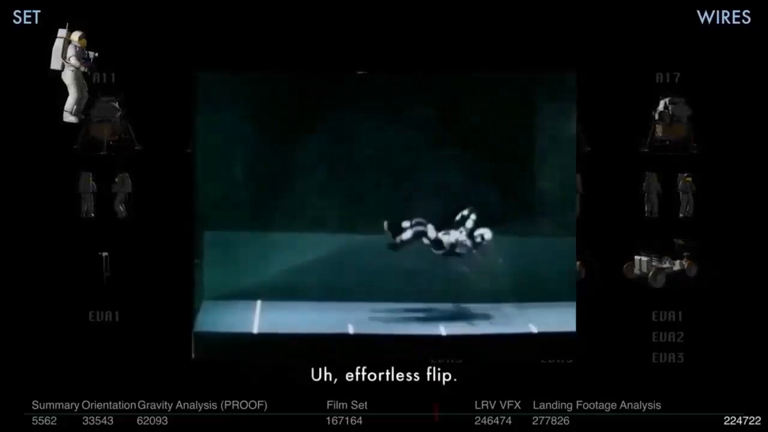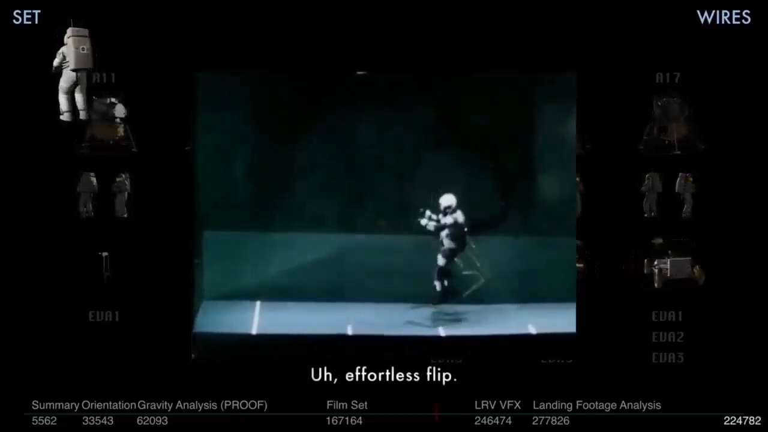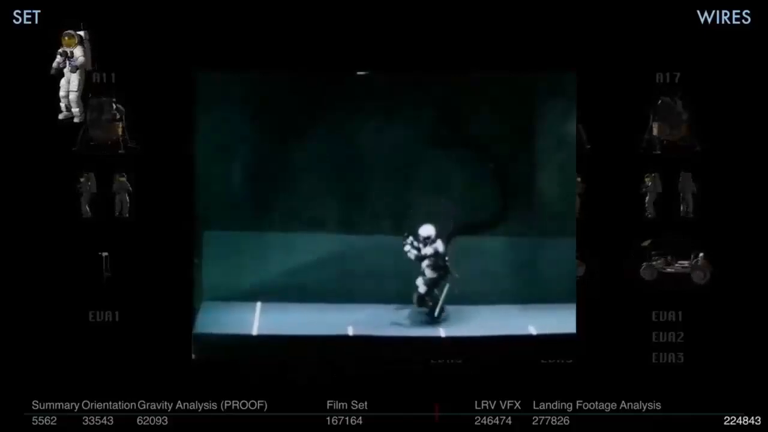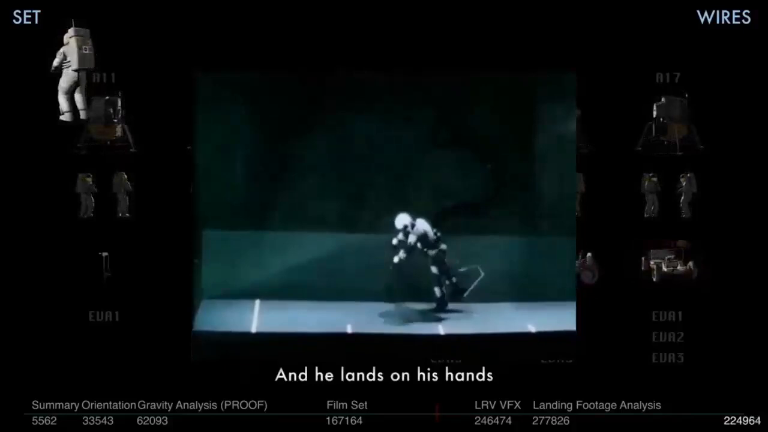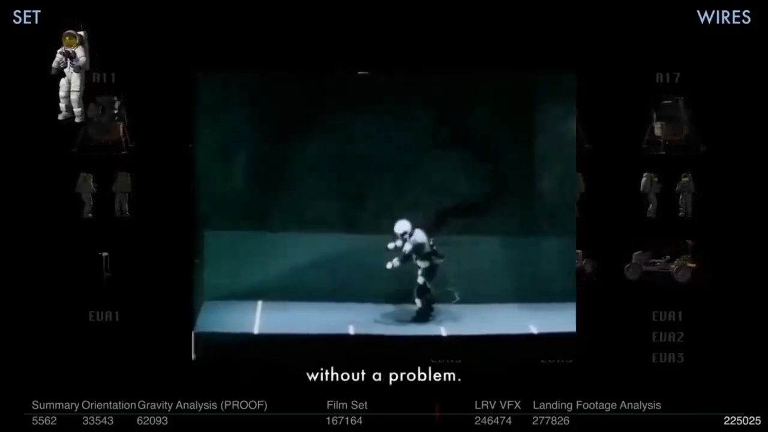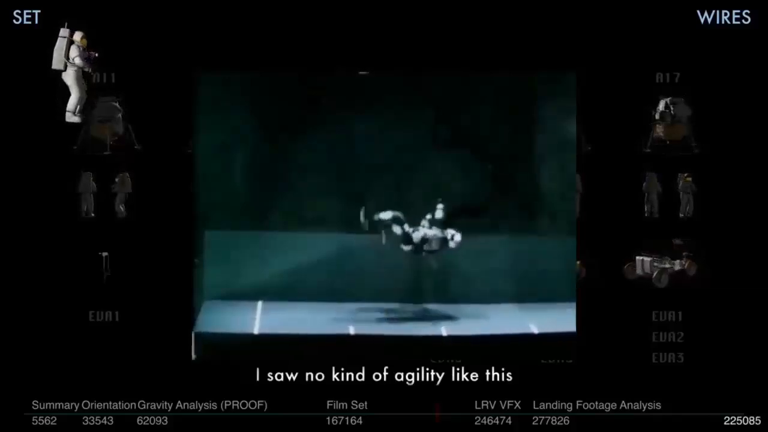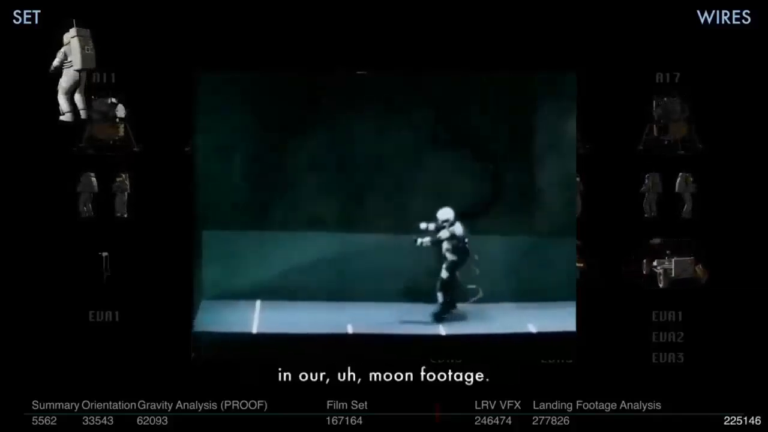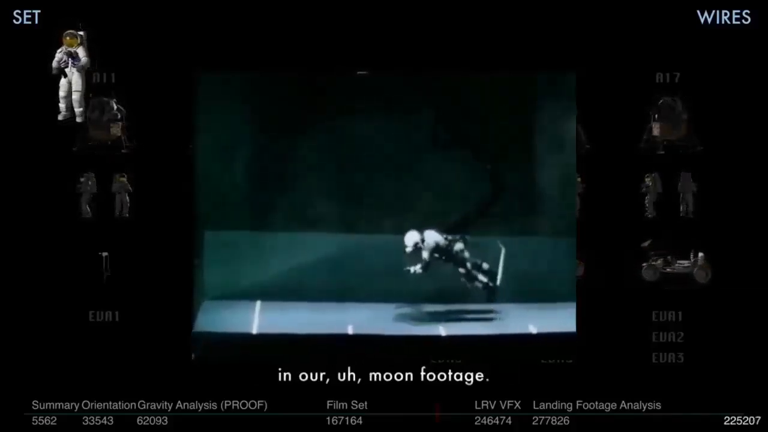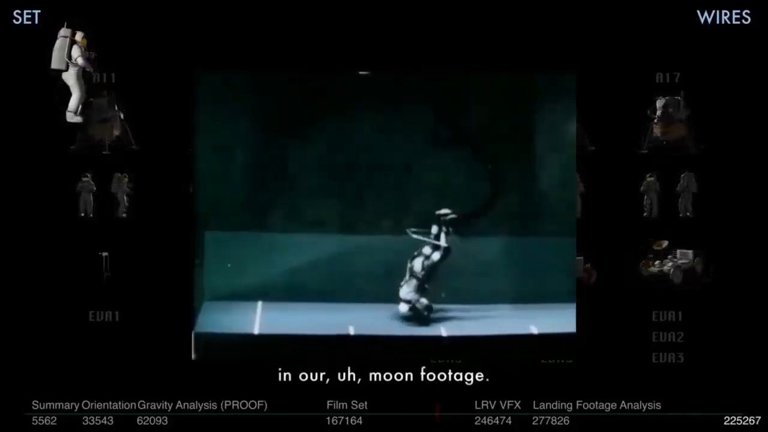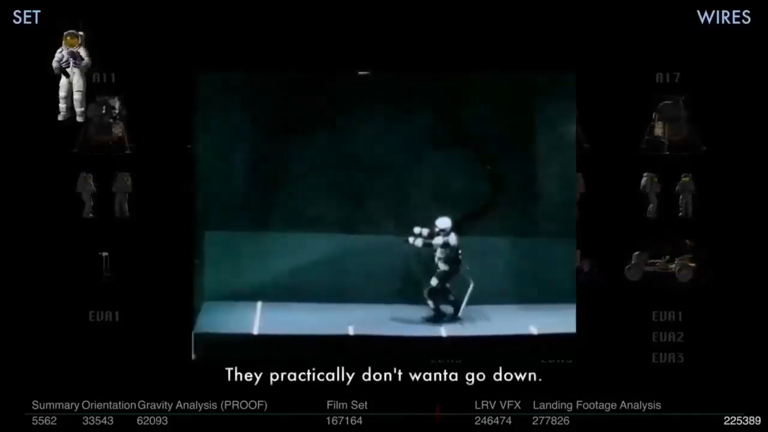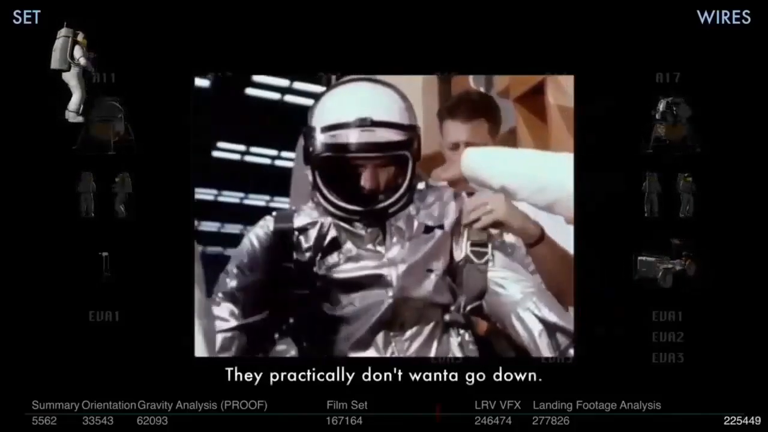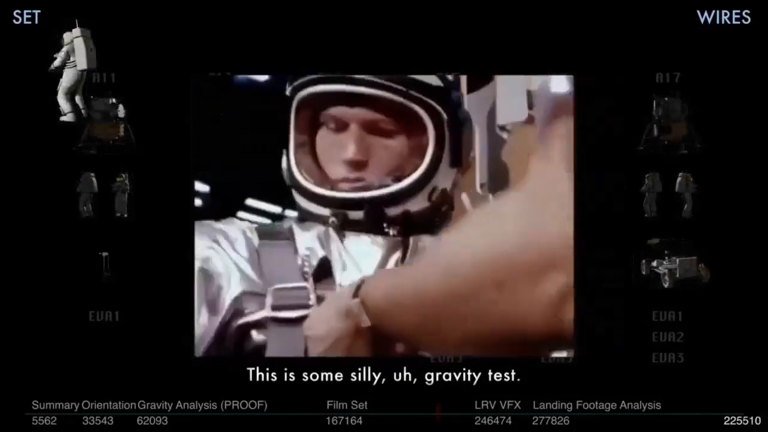And as you can see, an effortless flip. And here he goes again, and he lands on his hands without a problem. I saw no kind of agility like this in our moon footage. Seen every time they fall, look at how floaty the legs are. They practically don't want to go down. This is some silly gravity test.